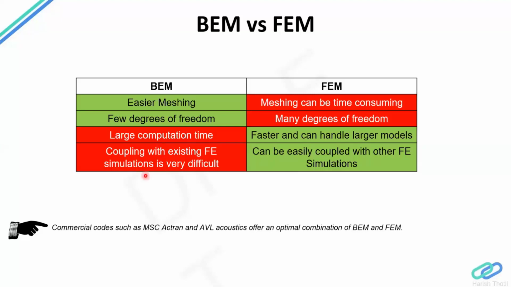Okay, and then the coupling with existing finite element simulations is very difficult with BEM, the boundary element method. But with FEM, as I mentioned, even your CFD mesh is a finite element mesh. So it's quite easy to combine both meshes to perform a vibro-aeroacoustic simulation, for example, and this can be easily coupled. So coupled simulations are quite easy in the case of FEM. And as I mentioned, nowadays we have a combination of both, so we have eliminated the disadvantages of BEM and have a good combination. So we have a more advantageous strategy nowadays.